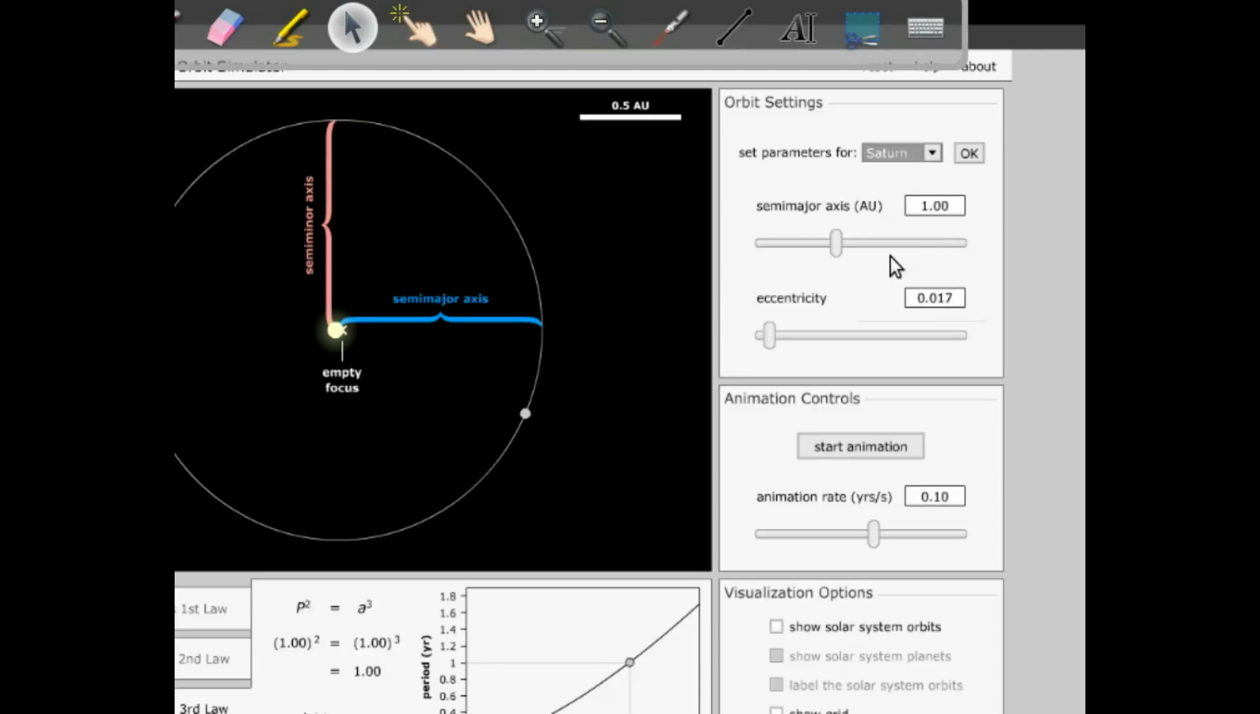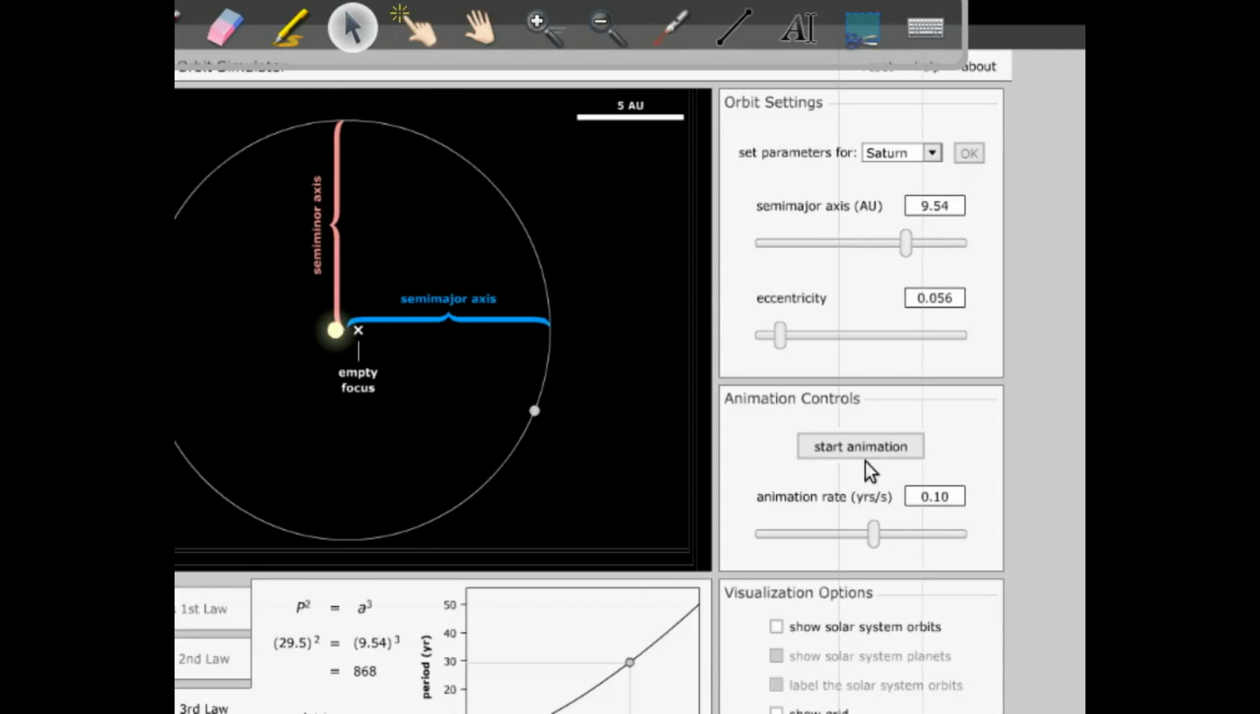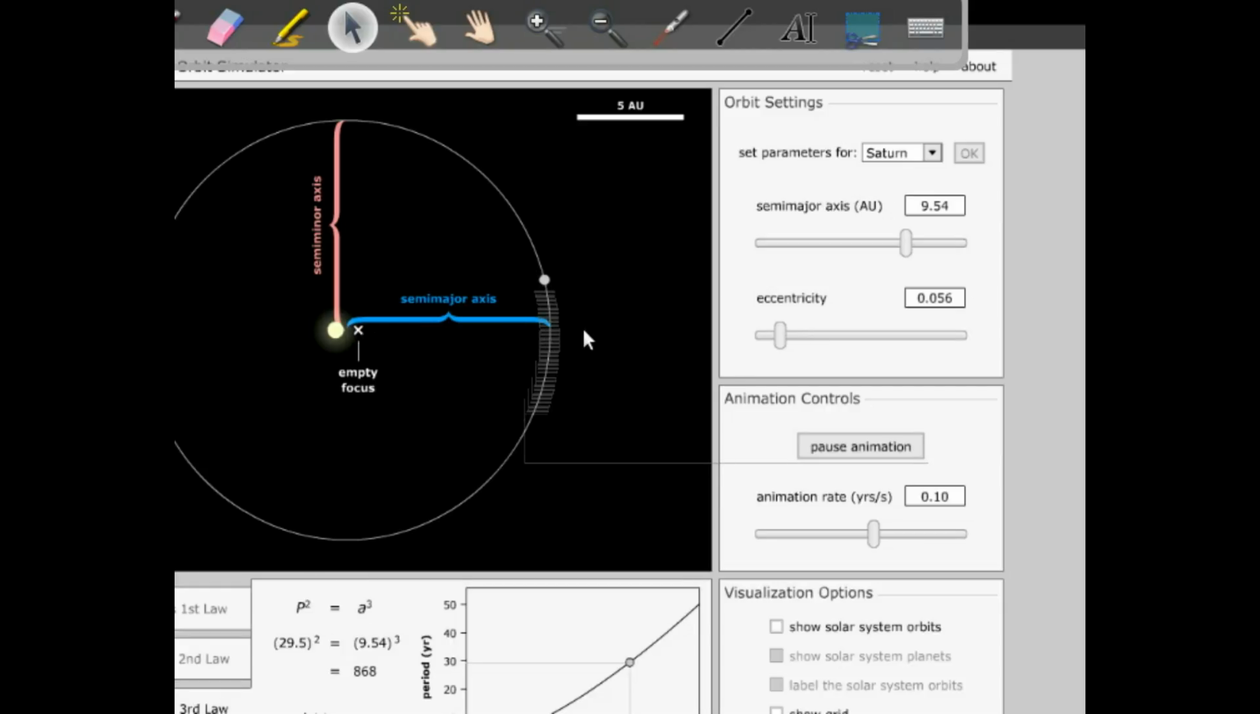If I go to Saturn and start the animation, look at the time period. The period is 29.5 years, whereas the average distance between the Sun and the planet is 9.54 astronomical units. Therefore, the square of the period is equal to the cube of the average distance between the Sun and the planet. This is Kepler's third law of planetary motion. It says that as the planet is away from the Sun, it takes more time to revolve around the Sun.